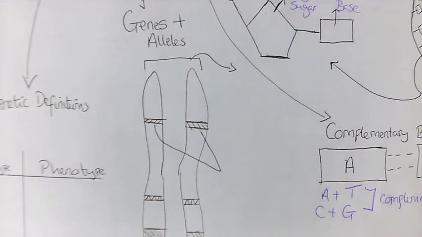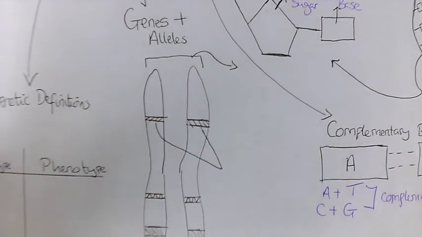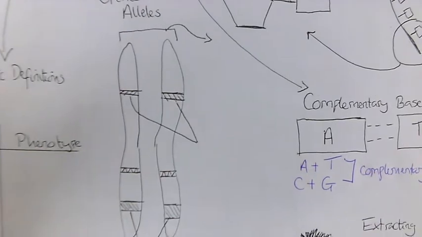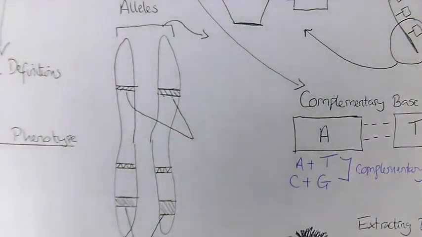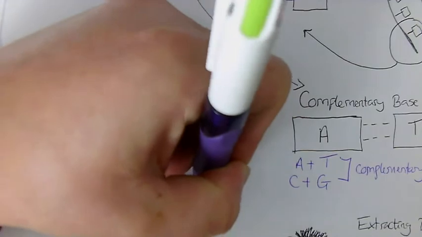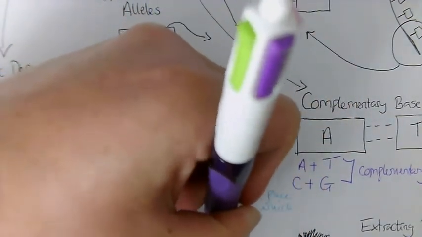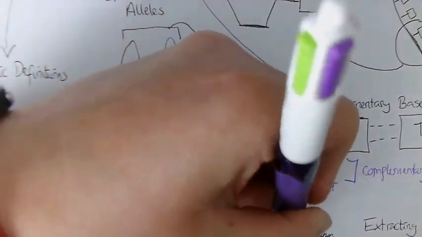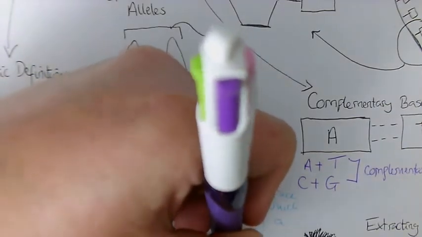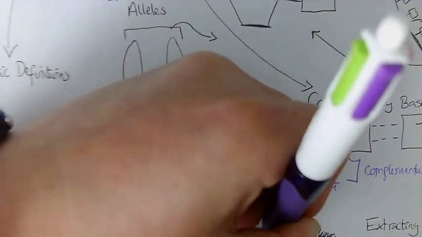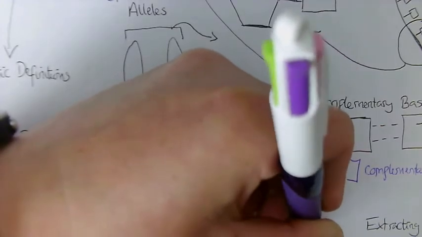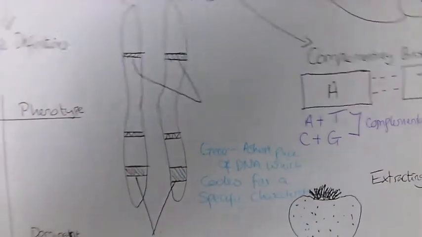The next part to think about is genes and alleles. So genes are short parts of DNA that code for specific characteristics. So a gene is a short piece of DNA which codes for a specific characteristic.